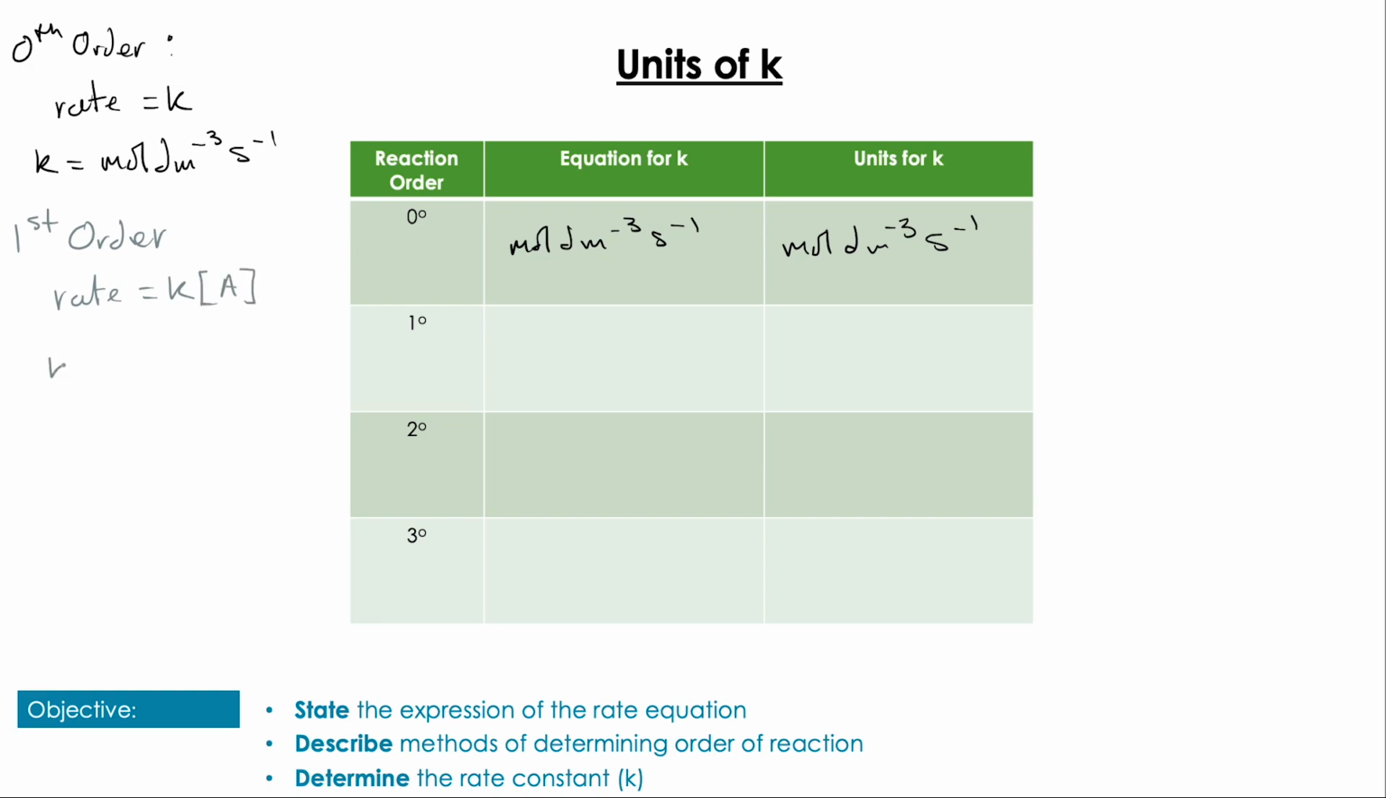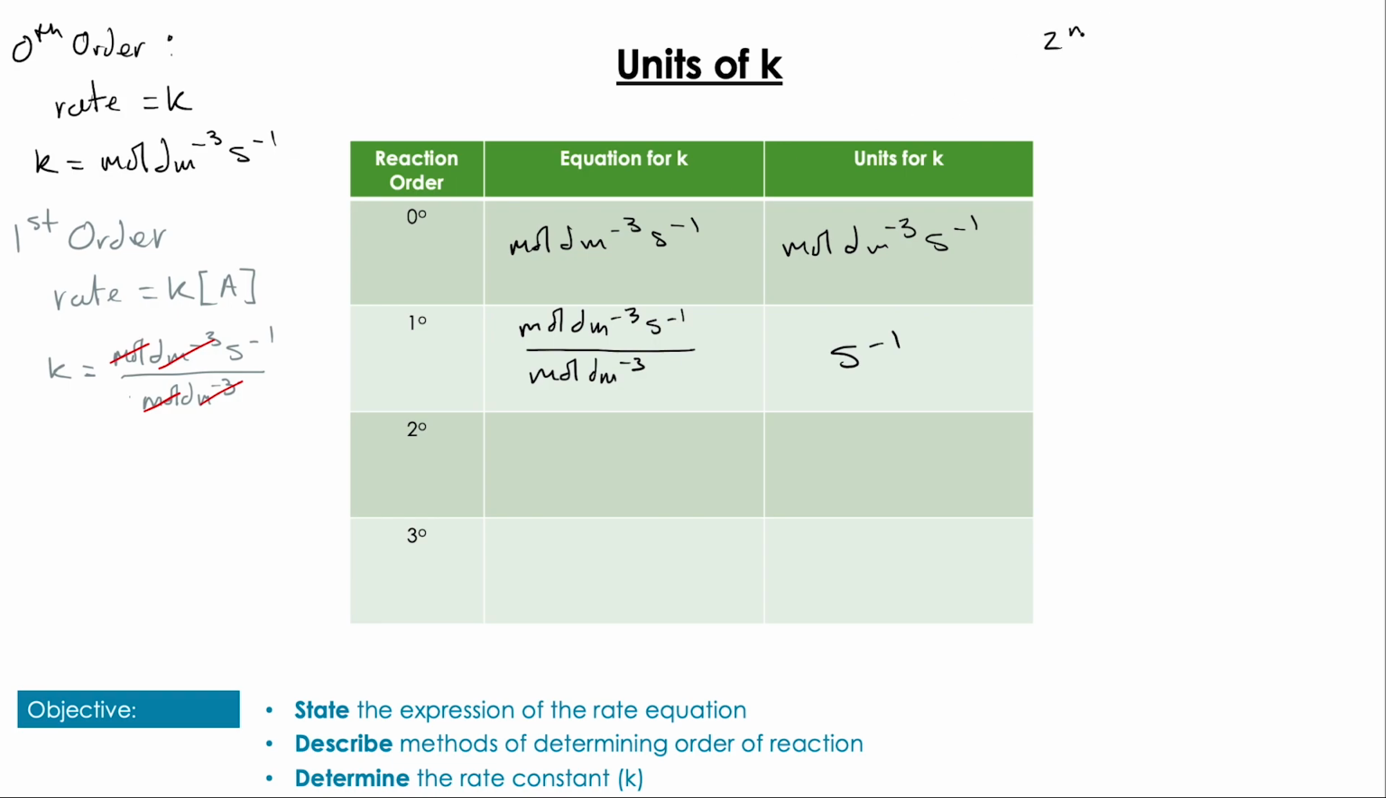First order reaction is going to be rate equals k times [A]. So we're going to have moles per decimeter cubed per second divided by moles per decimeter cubed. So what we can do is we can cancel our units just like we would in any mathematical equation. So we're going to find moles cancel with moles, decimeters with decimeters, leaving us only seconds to the -1 for a first order.